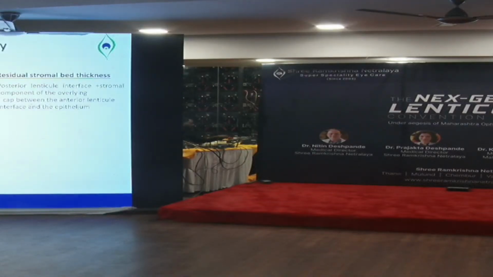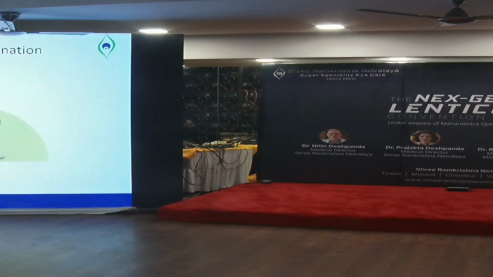So pachymetry, do check the residual stromal bed thickness. Corneal thickness less than 480 microns or RSB less than 300 microns might not be ideal candidates for SMILE. PTA, always check PTA. If more than 40%, there is an increased risk for ectasia.